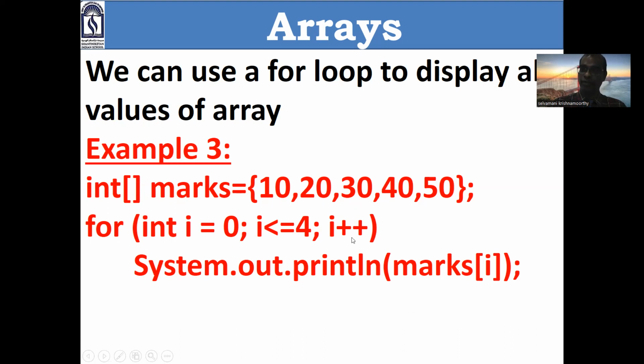So marks of 4 is 50. After that i becomes 5. 5 is less than or equal to 4. Condition false, stop. Same output we can get. That is why we can use the for loop to display all values of the array.